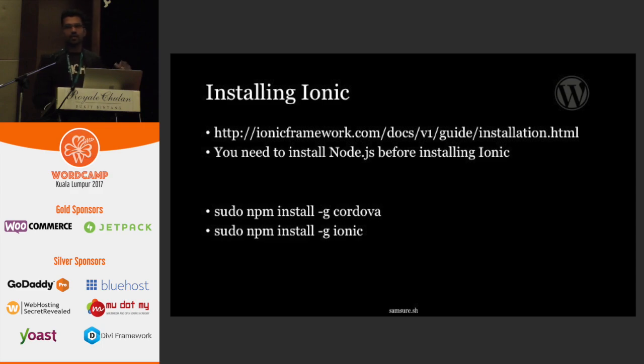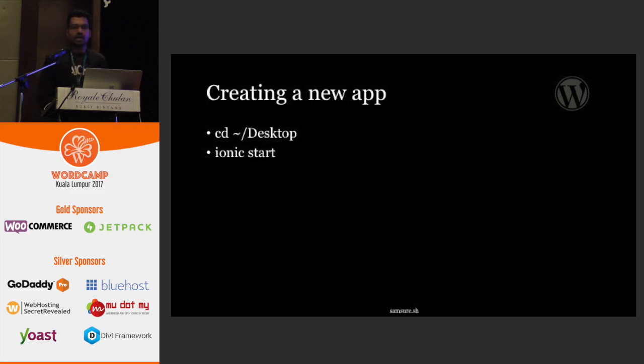In Windows, the command is slightly different, so you need some other tools to support it. I'm not using Windows, so these commands are specifically for Mac. But you can easily tweak these commands. You can find the Ionic documentation that suits Windows. So we will run two commands here. First of all, we are installing Cordova, Apache Cordova, and we are installing Ionic. Then we're going to create our first application.